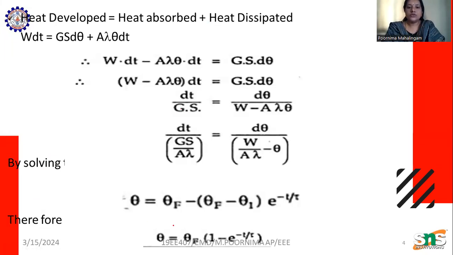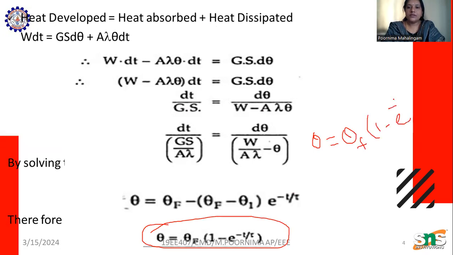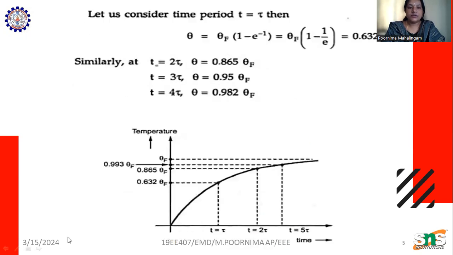In the last video we saw the temperature equation: theta is equal to theta f into 1 minus e power minus t divided by tau. This is the final derivation equation we found for the temperature, showing how the heat is developed. Based on this, let us consider the time period t, that is tau.